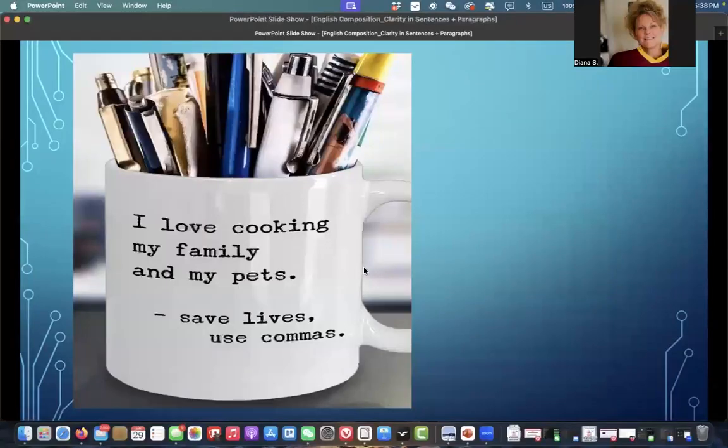This is a picture of a mug that I saw on Etsy. I don't say Etsy because that's one of the ways you can pronounce the word for mom in Cherokee. You can also say Etchy. But you can see the lack of clarity from missing commas. I love cooking my family and pets. Or is it supposed to be, I love cooking my family and my pets?